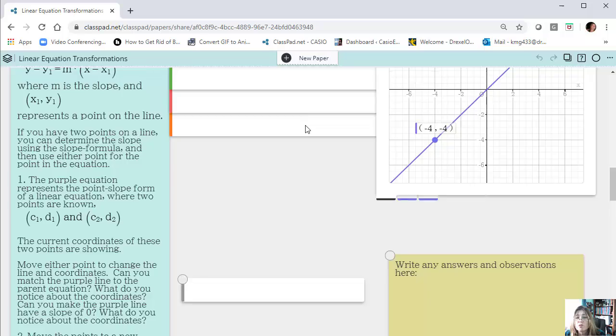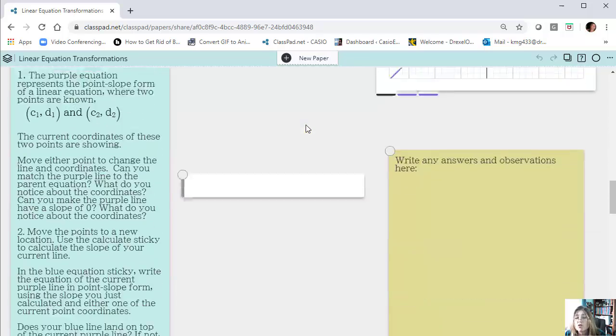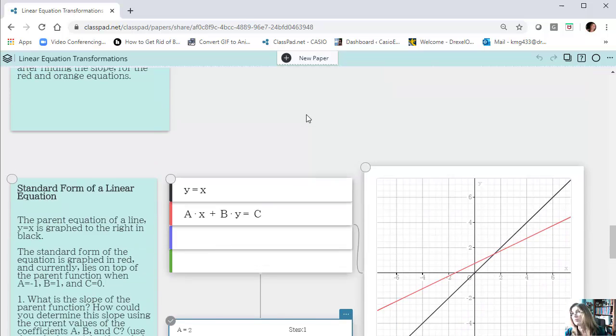So in each one of these, they're exploring a different form of linear equation, but always coming back to how those coefficients help me find the slope, help me find the intercept, help me find points on the line. So that's where we're going at this. Lots of questions, lots of ways they can move and manipulate the lines and make comparisons back to that parent function.